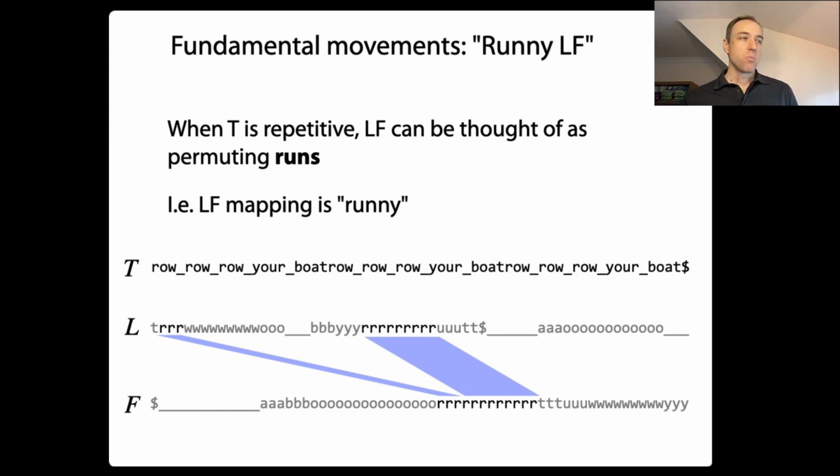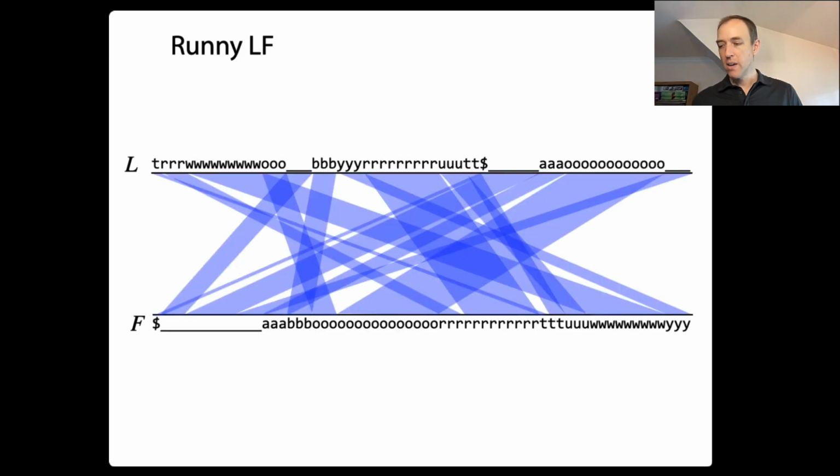When the LF mapping is run-y, that means that what the LF mapping does to a particular character in a run and what it does to another character in the same run is kind of parallel, represented by these parallelograms. I could draw all the parallelograms together in one picture and it looks like this. A little bit chaotic, but it's a totally complete picture of what the LF mapping does for this repetitive text, and it doesn't require n parallelograms, it only requires r parallelograms.